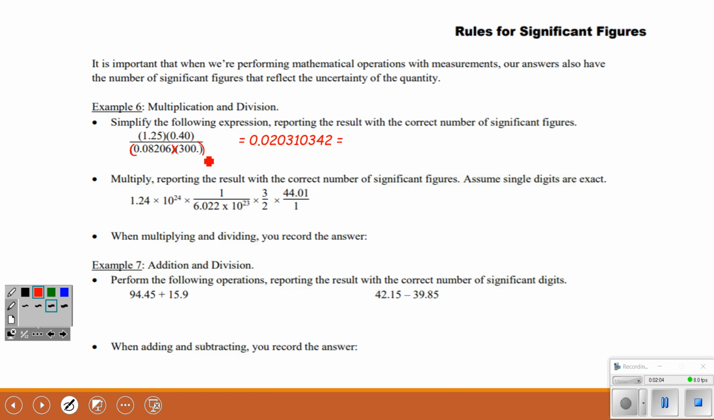So what you have to look at is that each of those numbers are measurements. So the first one here is 1.25, which has 3.